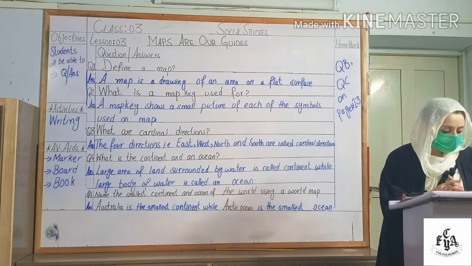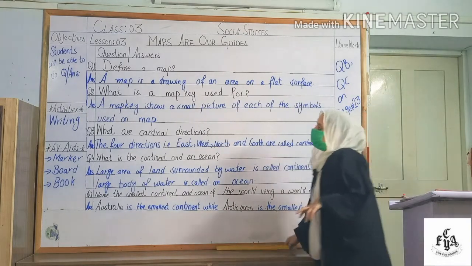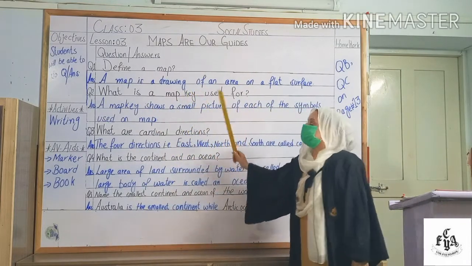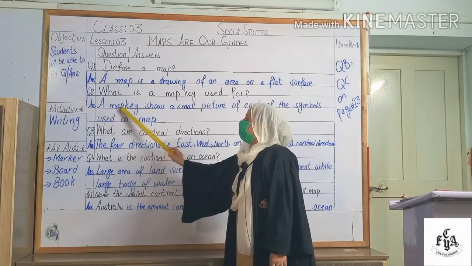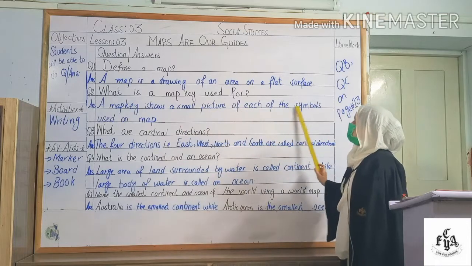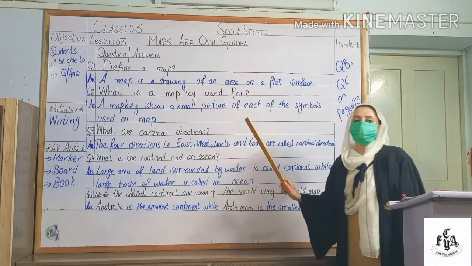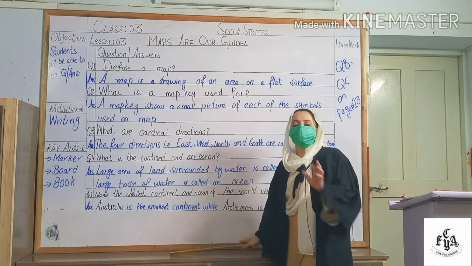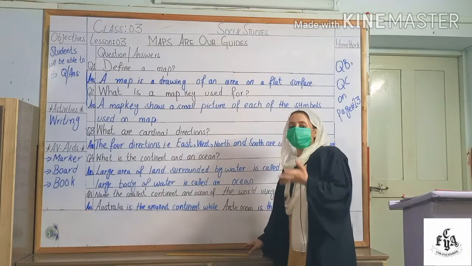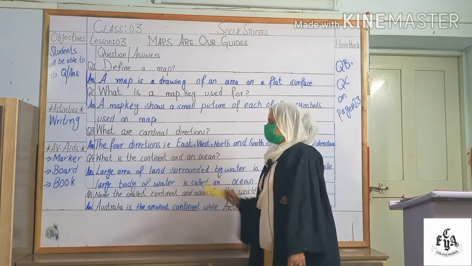Question number 2 is, what is a map key used for? What is the use of map key in a map? Here is the answer. A map key shows a small picture of each of the symbols used on a map. The pictures of buildings, schools, rivers and seas, the mosques, the airports, all these things are shown in a map key.